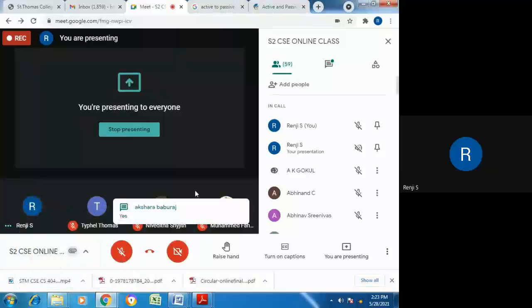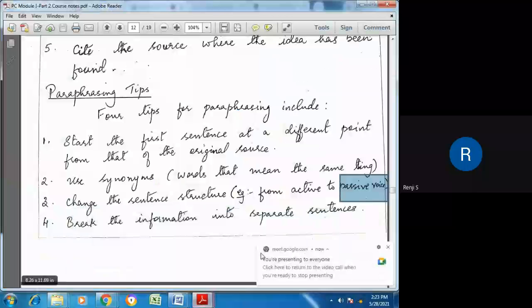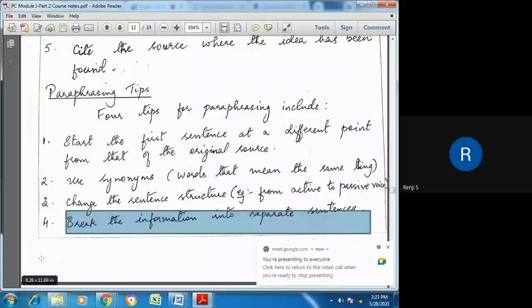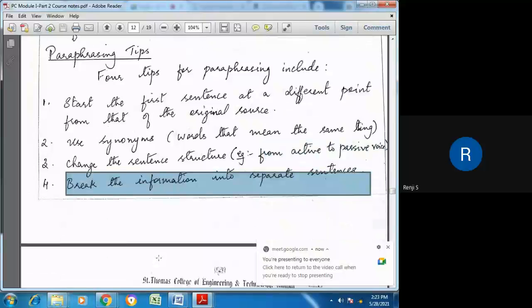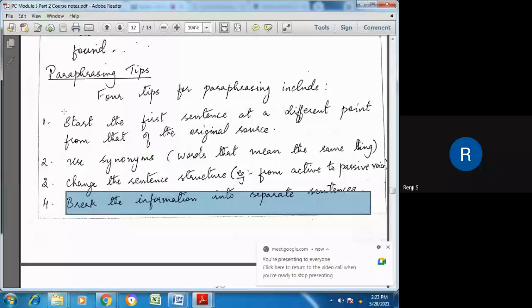So when you paraphrase sentences, if the sentence is in active voice, then you may change it to passive voice. Change the sentence structure from active voice to passive voice. Then, the fourth tip is break the information into separate sentences. If there is a big sentence in the original text, you change it into separate sentences. Break a big sentence into smaller sentences. These are the tips for paraphrasing.